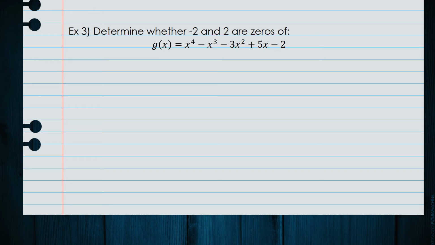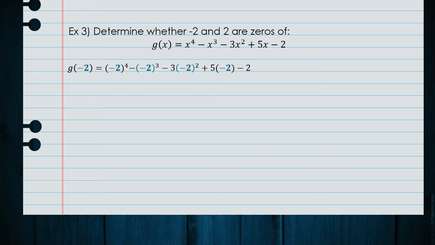Example 3, determine whether -2 and 2 are zeros of the given function. G of x equals x to the fourth minus x cubed minus 3x squared plus 5x minus 2. So when it says determine whether -2 is a zero of the function, it simply means we will plug in -2 for x. When we plug in -2, we must now obey the GEMS or order of operations.